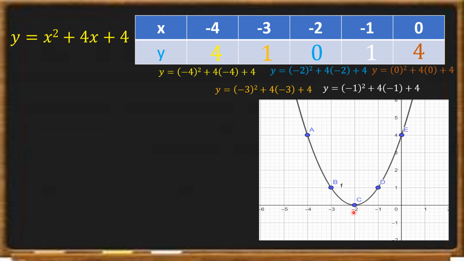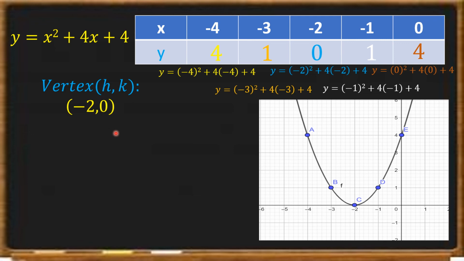So, ano yung vertex natin? So, it is negative 2, 0. Ito. Yan yung vertex natin. So, may vertex tayo na h, k. So, ang h natin, negative 2. Ang k natin, 0. So, ano po yung axis of symmetry?